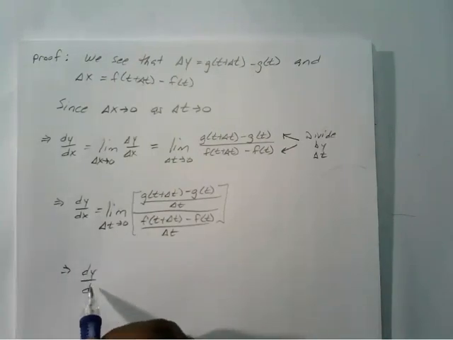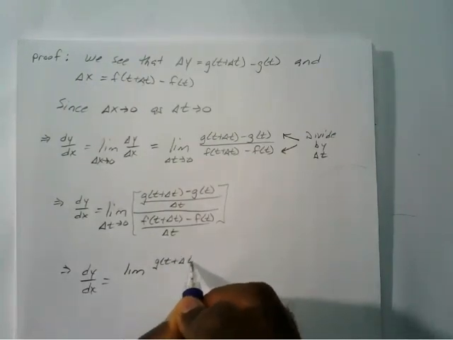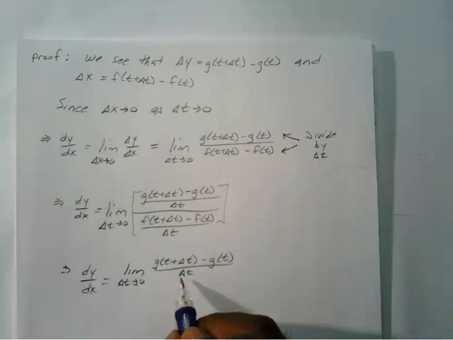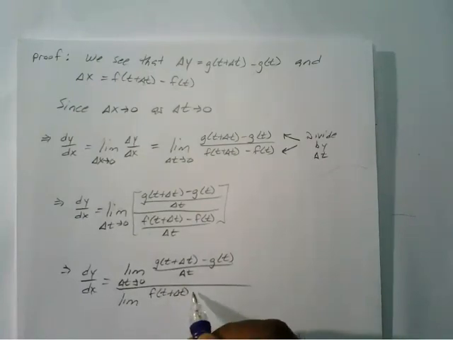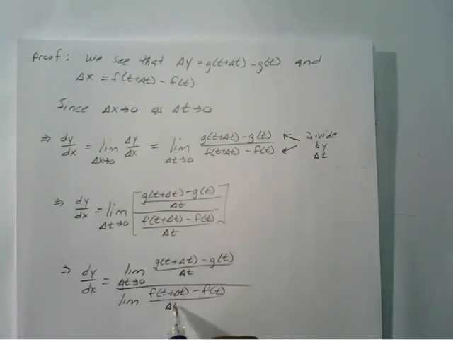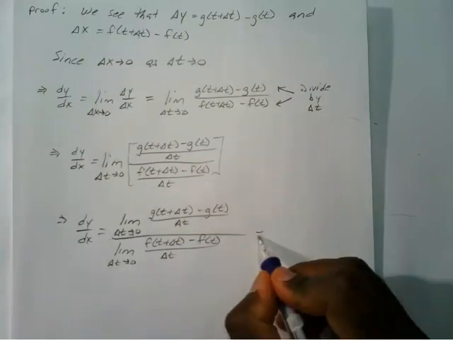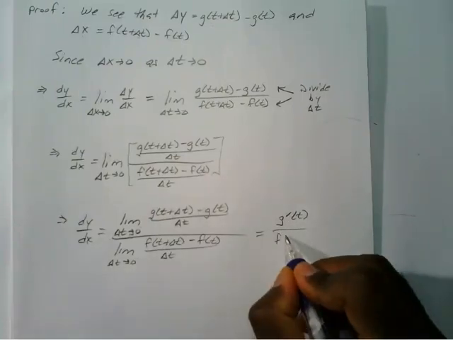So that gives us dy/dx equals the limit of [g(t + Δt) − g(t)] all over Δt as Δt approaches 0, over the limit of [f(t + Δt) − f(t)] all over Δt as Δt approaches 0. Now, this should look familiar because basically this is just the definition of a derivative. So your numerator here is just g'(t), and your denominator is f'(t).